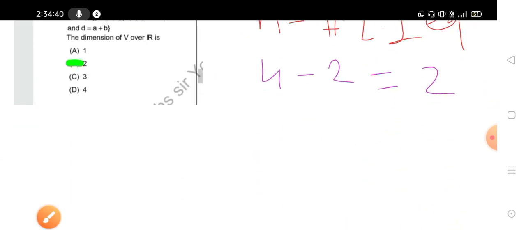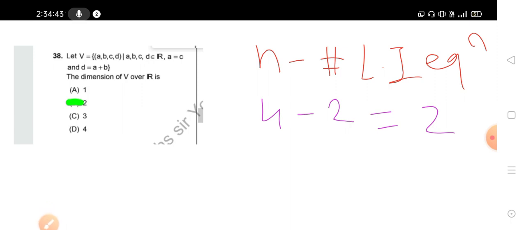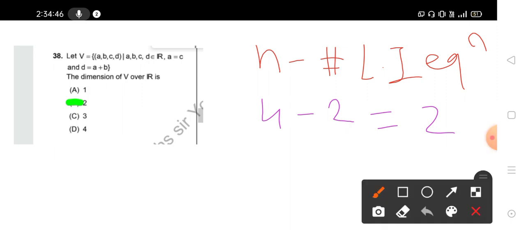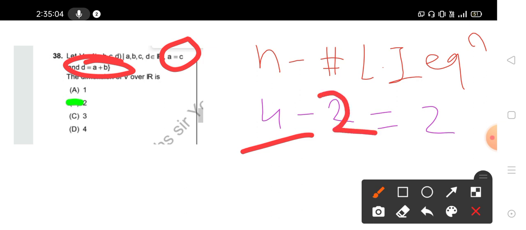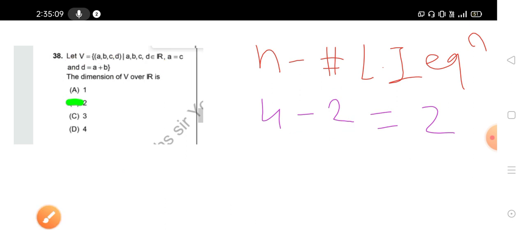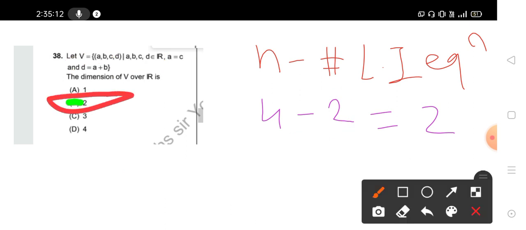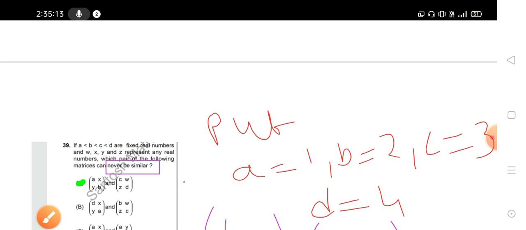Next question. Let V be given, options A, B, C, D. Here the number of linearly independent equations is n minus, that is, here n equal to 4. Here this is one equation, this is one equation, both are linearly independent, that is written as 2 linearly independent. 4 minus 2 equal to 2. Option B is correct.